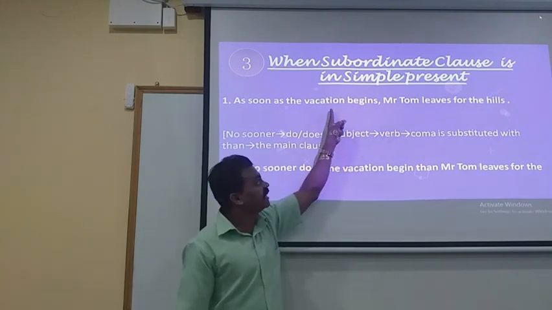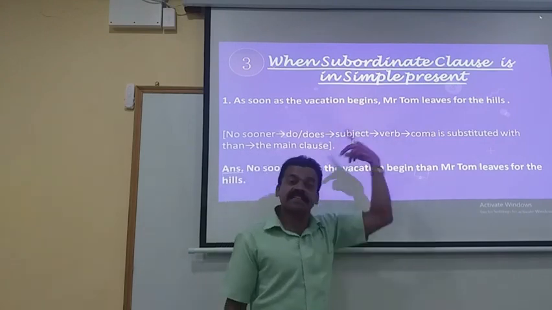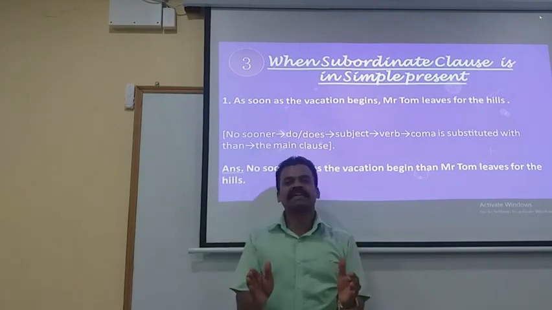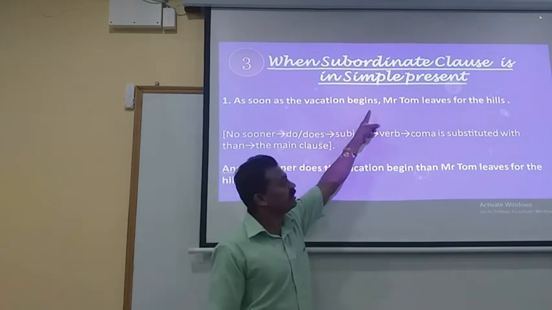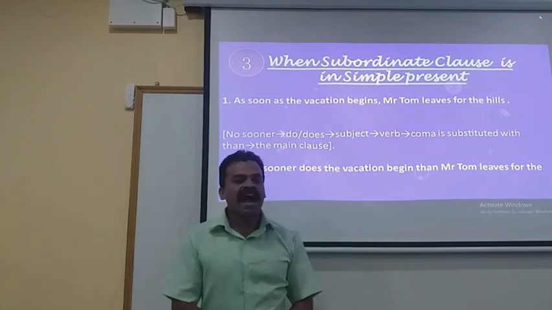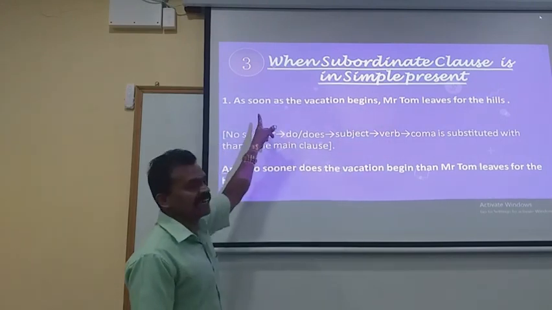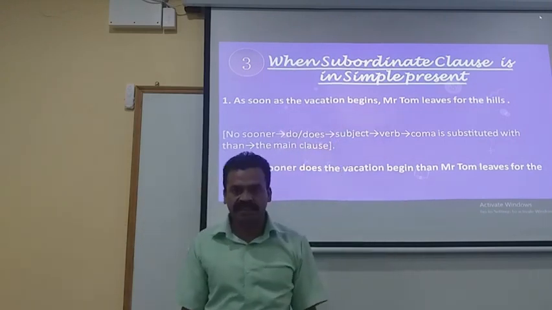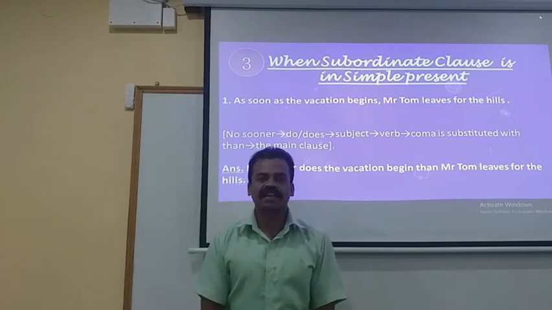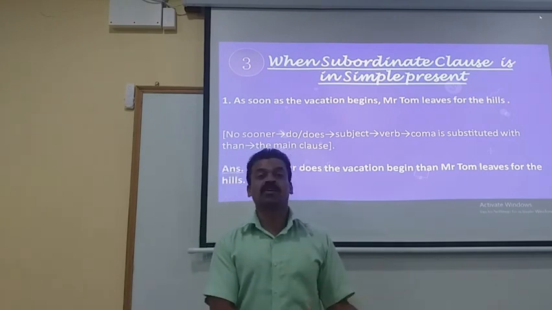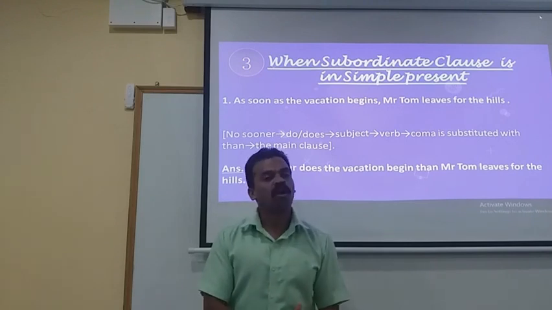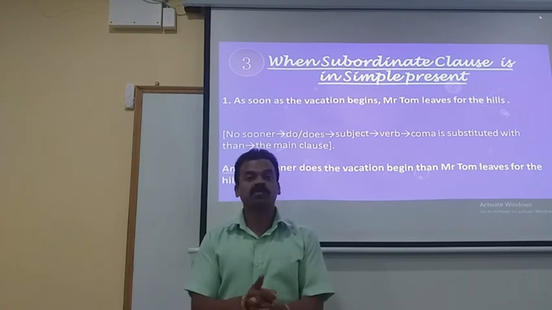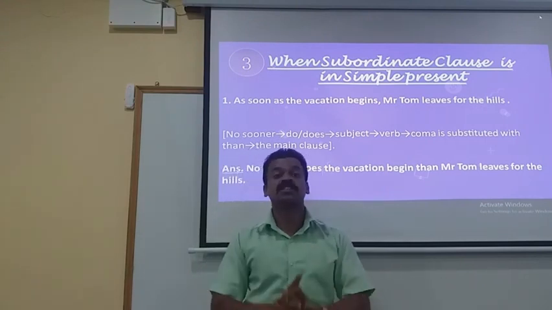Suppose it was 'vacations', it would have been 'begin'. Vacations begin. Vacation begins. So the verb always agrees with the subject. That is the reason we have added s to the base form of the verb. So once again, let's see. As soon as the vacation begins, we have the base form of the verb, begin, and we know the reason why s is added to it: because the subject is vacation, which is singular, and the verb has to be always in agreement with the subject. When the subject is singular, the verb has to be in its singular form.